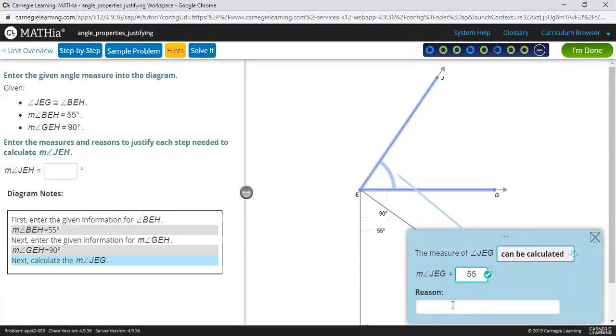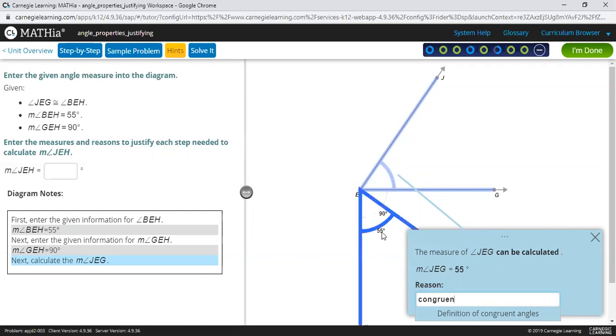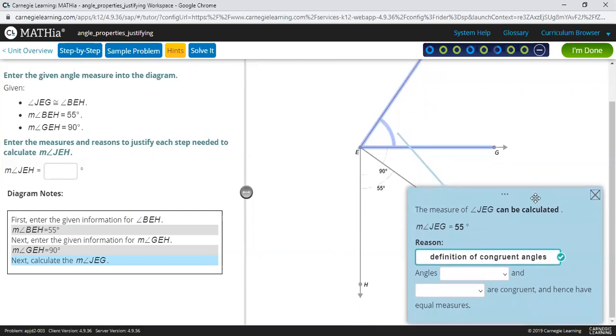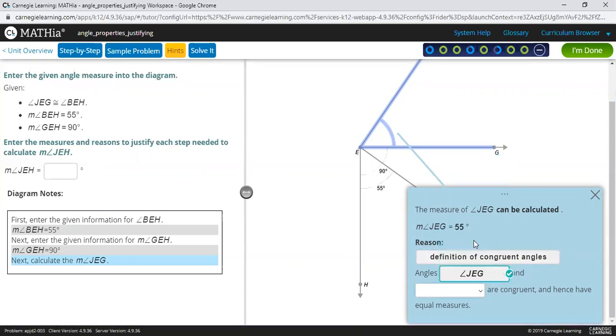And then anytime I'm calculating something, it's going to ask me the reason, and I can say congruent. So I knew it had to do with congruent angles because that's the information I'm using. So I'm going to select definition of congruent angles. And then they're just going to ask me for a little bit more information: what angles are congruent. So angle, and that comes right from here, JEG and BEH are congruent.